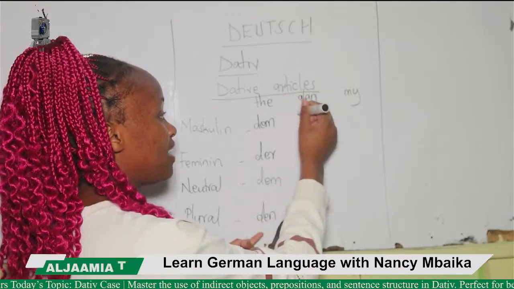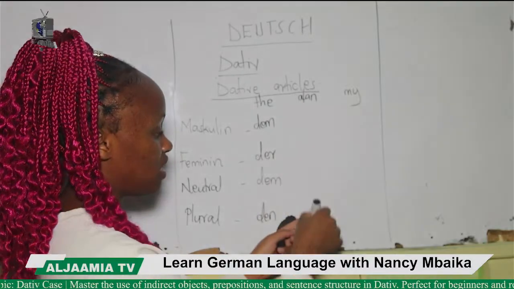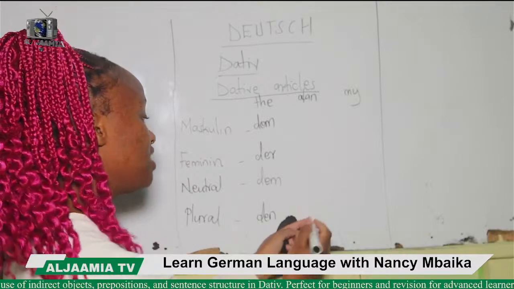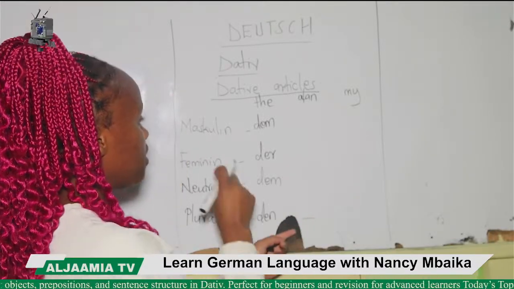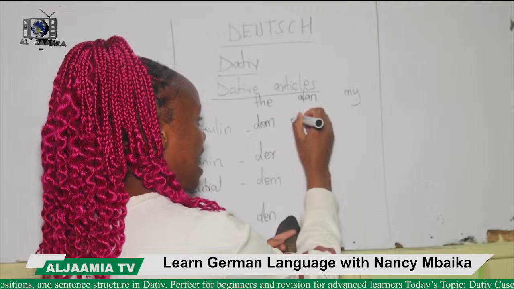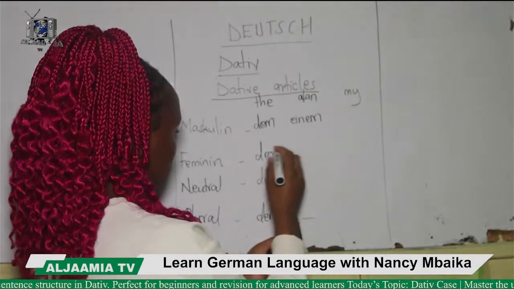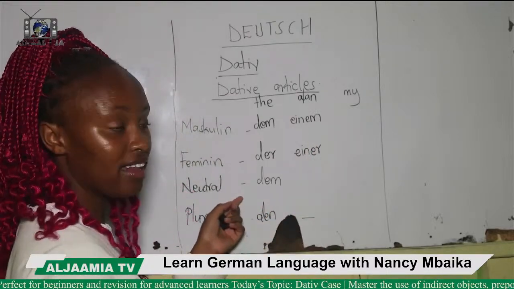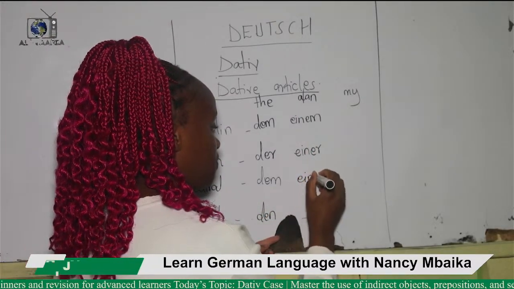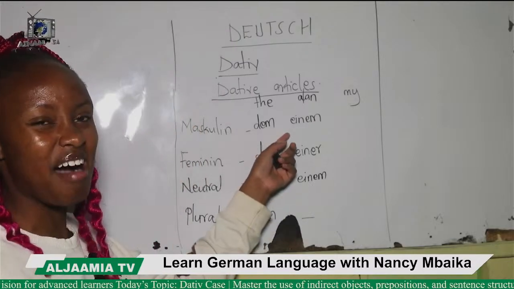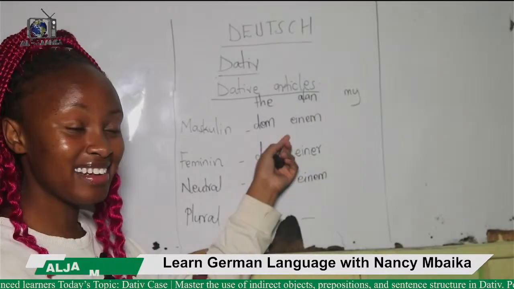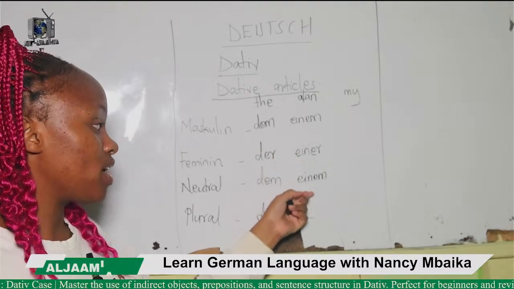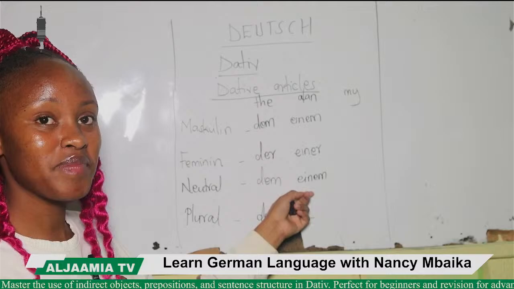So let us go to a or ein. And one thing also, in English we don't have a plural of the article ein, like "a apples". So we're just going to put a small dash there. So for masculine, we're going to have einem. For feminine, einer. For neutral, einem also. If you want to say a man, you're going to say einem Mann. If you want to say a woman, you're going to say einer Frau. And if you want to say a child, you're going to say einem Kind.